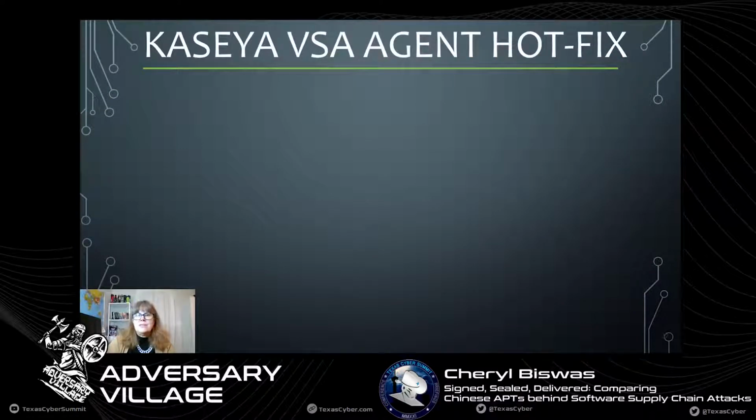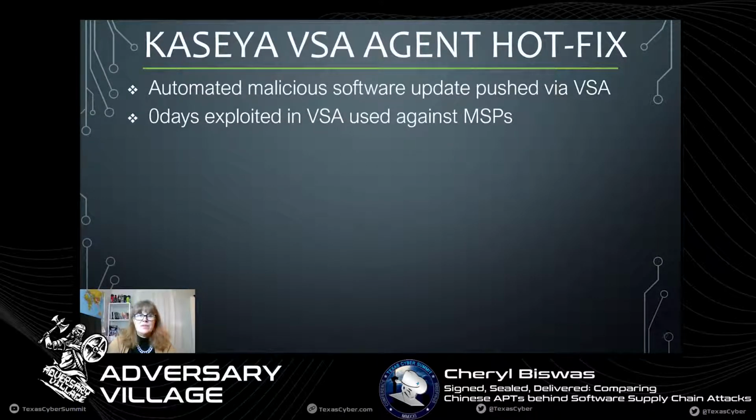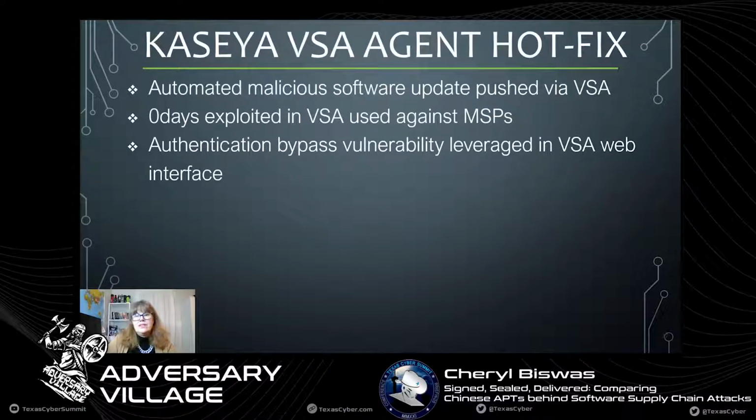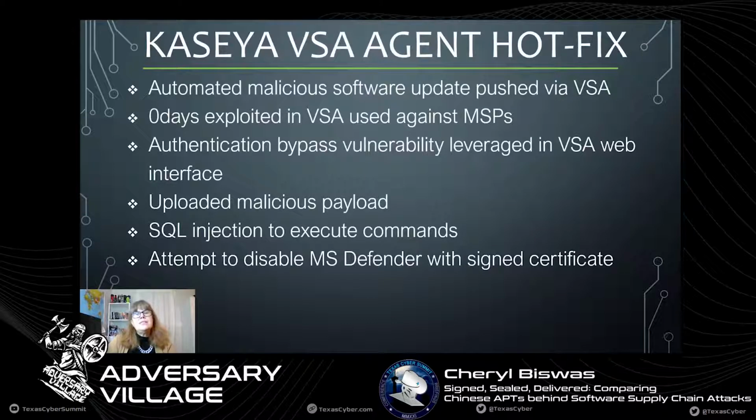The malicious update was dubbed KASEYA VSA Agent Hotfix. Initial access came from exploited zero-day vulnerabilities in KASEYA's VSA software and was leveraged against a number of MSPs. The attack was triggered via an authentication bypass vulnerability in the KASEYA VSA web interface. Now, this allowed the attackers to circumvent authentication controls, gain an authenticated session, and then upload a malicious payload. And then they executed commands via SQL injection to achieve code execution in the process. They attempted to disable Microsoft Defender using a signed certificate.